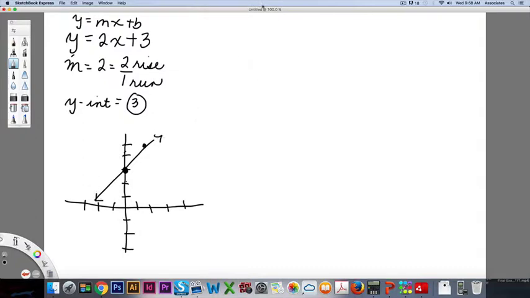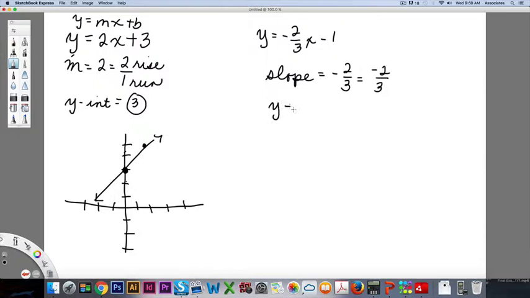Line number 2 said y equals negative 2/3 x minus 1. Again, my slope is negative 2/3. I need to decide where I want the negative, and I think I'm going to put the negative in the numerator. You could put it in the denominator if you want. The y-intercept is negative 1.